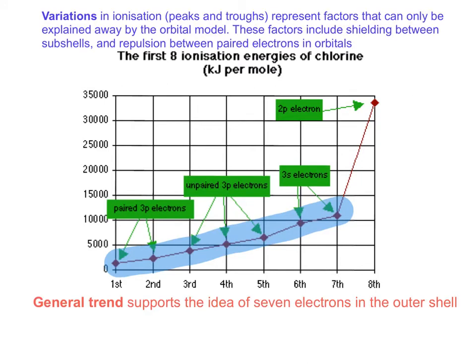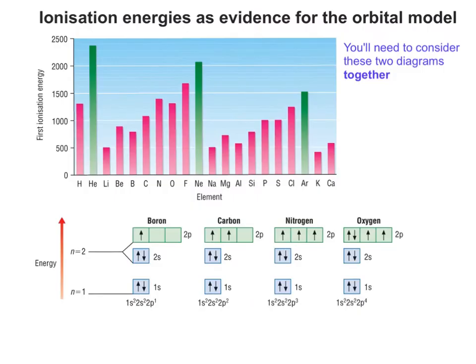So these variations that you see, little undulations in the general trend, can only be explained by the orbital model, and they're due to things like shielding between subshells and repulsion between paired electrons in orbitals. So to show how ionisation energies give us evidence for the orbital model, you'll need to consider these two diagrams together.